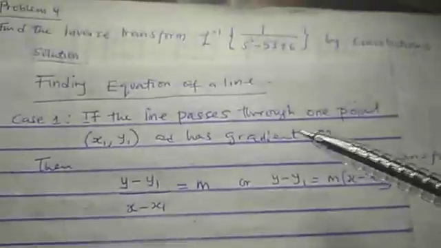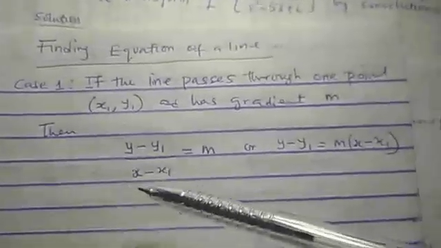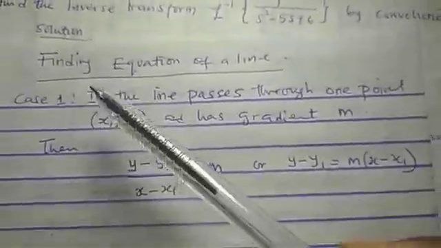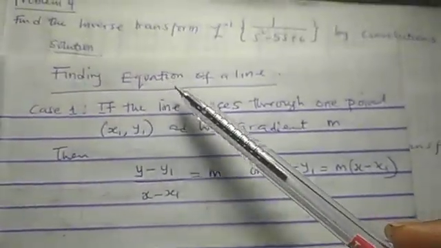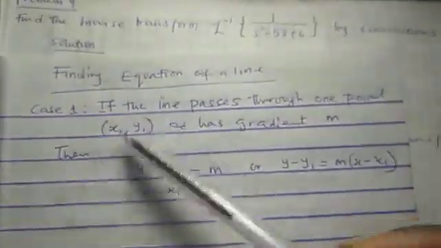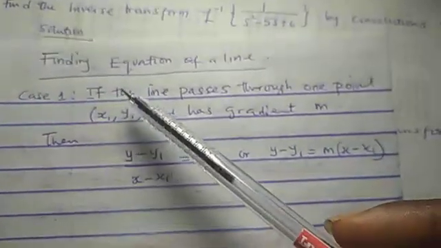How do we find the equation of a line? Now we want to find the equation of a line. The equation of a line exists in different forms, so we have to consider these forms.